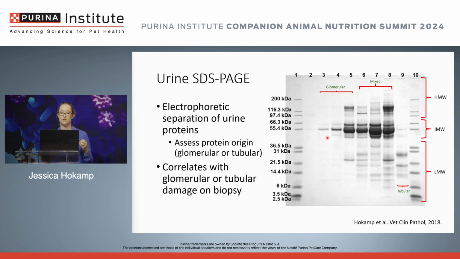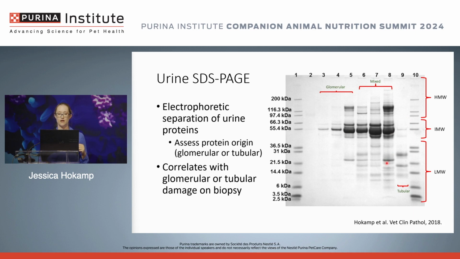We start to see some patients that have glomerular disease and/or glomerular damage, and we'll start to see increases in intermediate molecular weight proteins and high molecular weight proteins. So we have this buildup of all of these high molecular weight, large size proteins that are due to that significant damage to the glomerular filtration barrier.